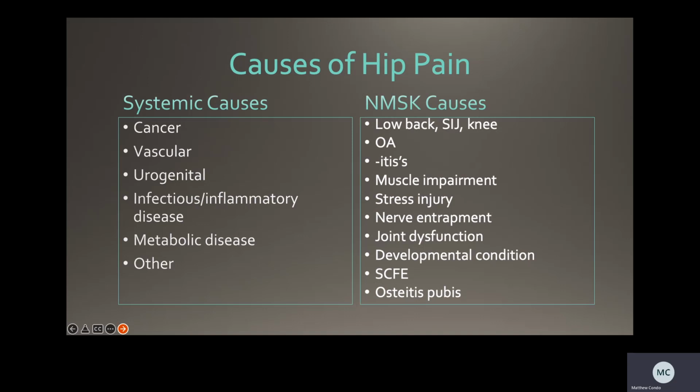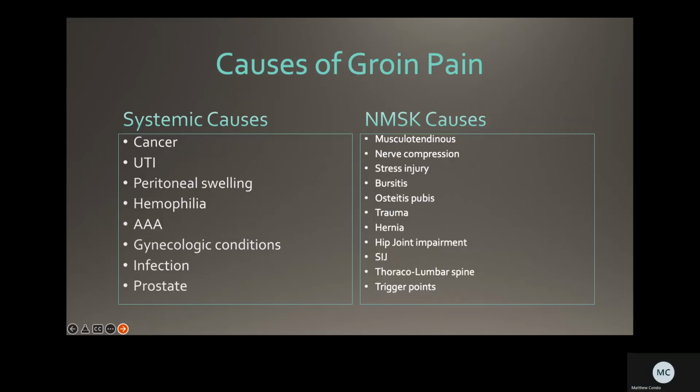For neuromusculoskeletal causes of hip pain, all the usual suspects are here, right? Everything from osteoarthritis, muscle impairment, and stress injuries, to nerve entrapment and joint dysfunction. We're going to get into SCFE, which stands for slipped capital femoral epiphysis. We'll get into a little bit of osteitis pubis and what those look like on images, but we're going to get to those a little later.